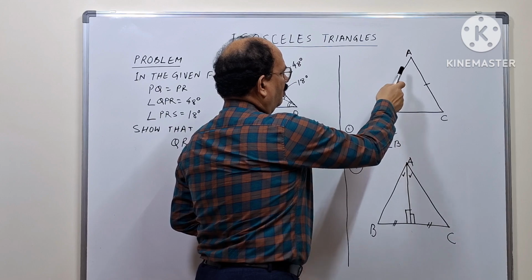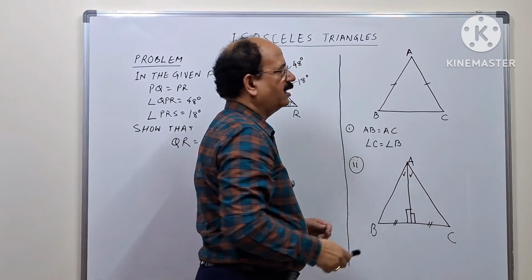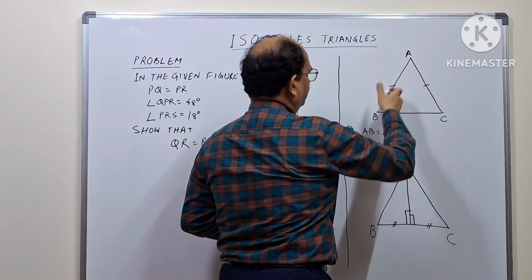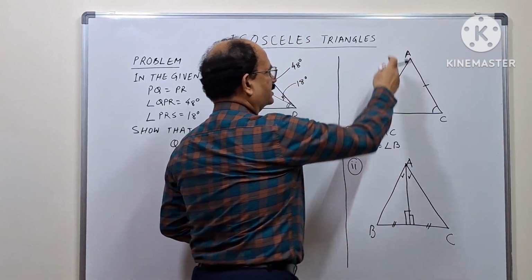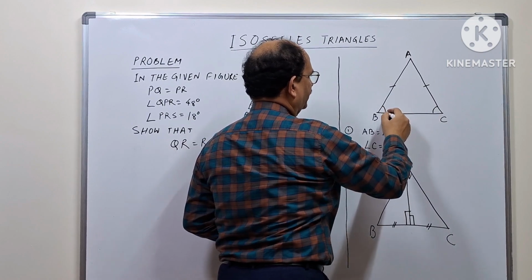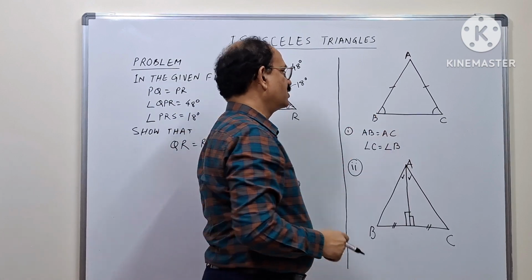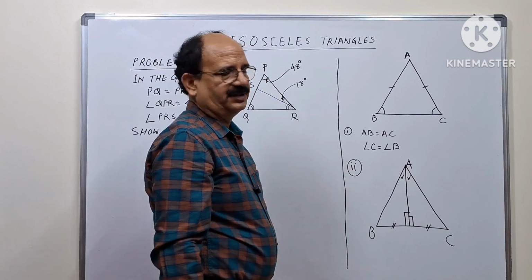Now, if there are two sides equal in a triangle, the corresponding opposite angles will also be equal. For side AB, angle C is the opposite angle. For side AC, angle B is the opposite angle. So these two angles will also be equal. So angle C will be equal to angle B. Okay.